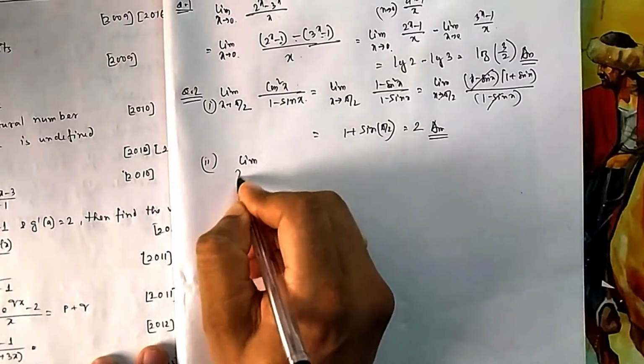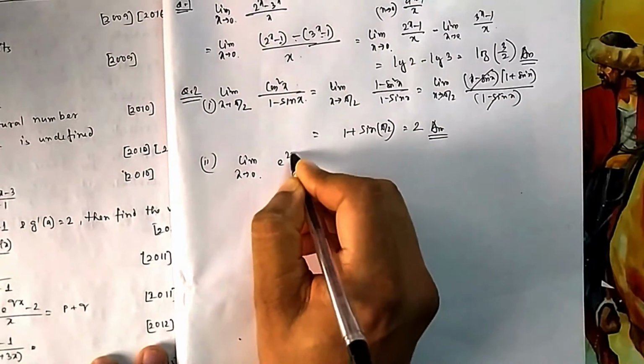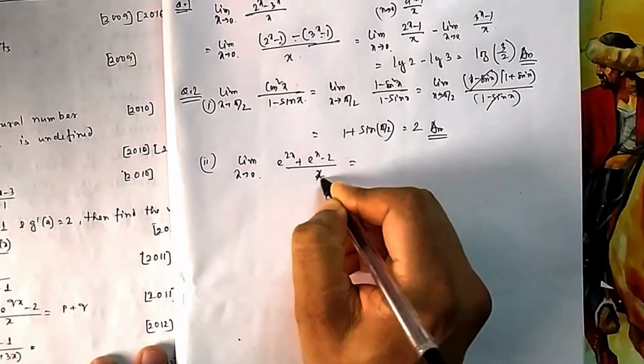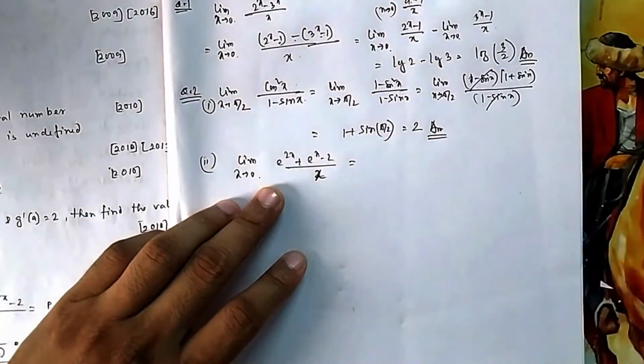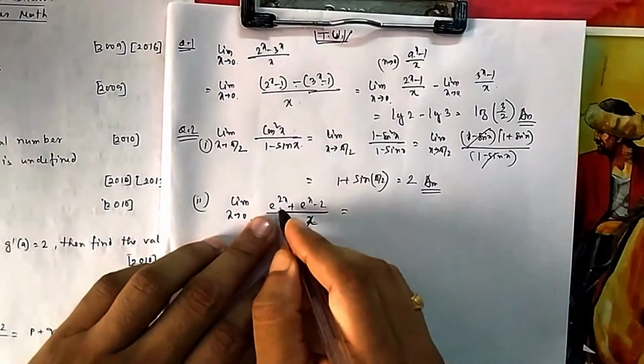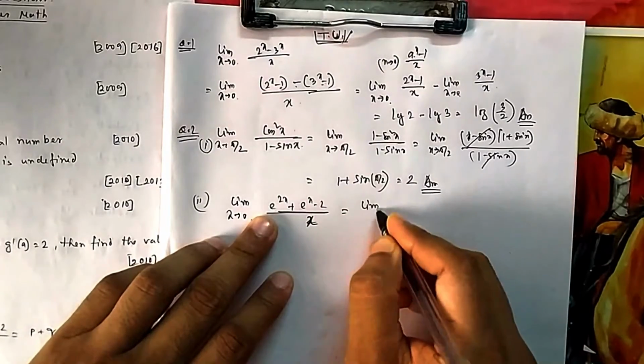Limit as x tends to 0 of e to the power 2x. Now again to take care of e, the formula is again (e to the power x minus 1) by x. So to take care of this e to the power x, you need 1 minus 1.